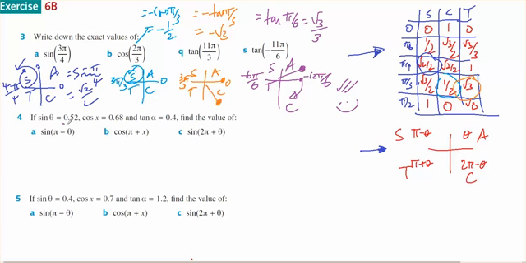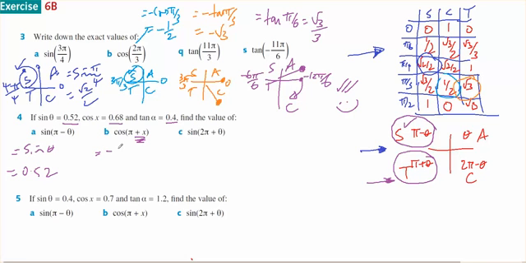Question 2, I'm told what the sine of theta is, the cos of x is, and the tan of alpha is. So I need to find the sine of pi minus theta. Pi minus theta is in the second quadrant, so that's going to be a positive sine, so it's going to be the same as the sine of theta, which is equal to 0.52. The cos of pi plus theta is in this quadrant, therefore cosine is negative, so it's going to equal negative the cos of x, and the cos of x is 0.68, so negative 0.68.